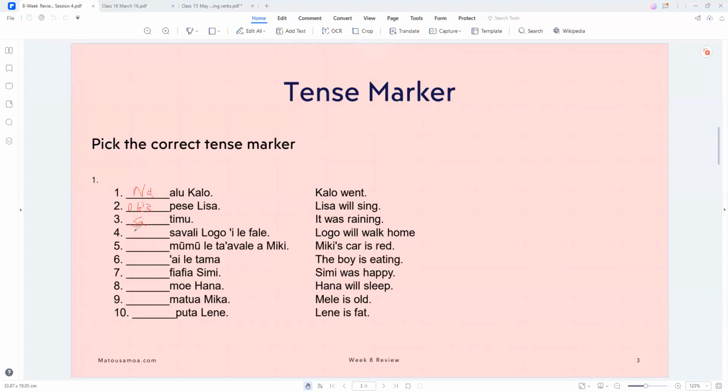Olea. Olo, you said olo? Olea. Oh, yep, yep, olea. So anytime you see will, then that's going to be olea. All right. Mumu le ta'avale a Mickey. Mickey's car is red. Mickey's car is red. What's our tense marker?